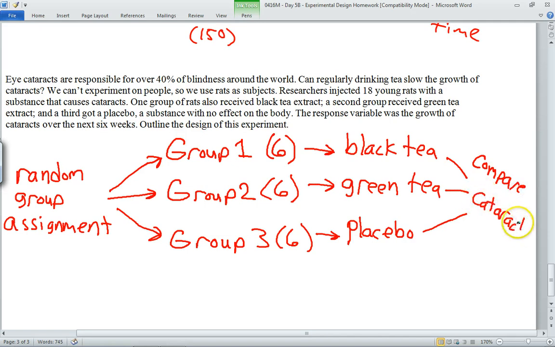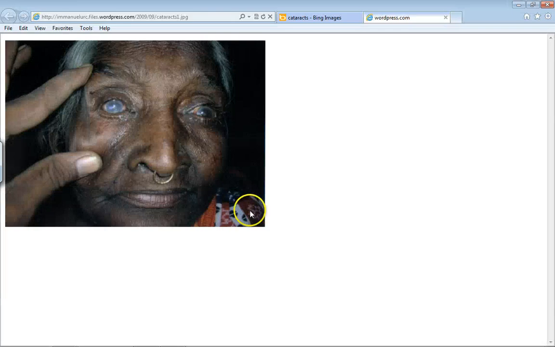Do you guys know what cataracts are? A cataract is a cloudiness in the lens of your eye that makes it hard for you to see because the lens of your eye is all cloudy. So it's this cloudiness in your eye. That's what a cataract is. That's what this experiment was talking about.